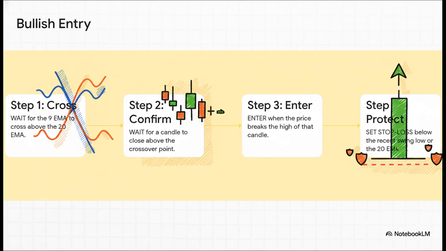And this is so important. A signal isn't just the cross. A lot of traders get this wrong. For a good entry, you need discipline. You wait for the cross, you confirm it with a full candle closing above it, and only then do you enter when the price breaks that candle's high. This process is what saves you from getting faked out.